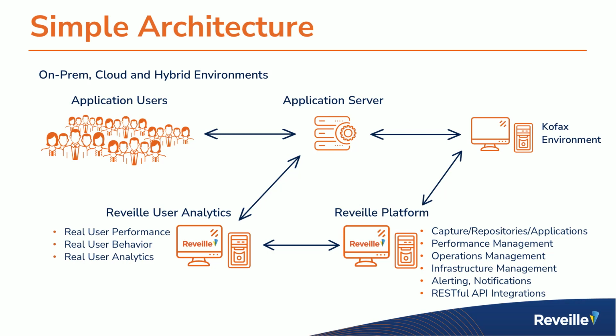Reveille has a simple architecture. It is made up of two components, Reveille Platform and Reveille User Analytics. In conjunction, these two Reveille components allow us to monitor the complete enterprise content management and capture environment. Not just the content management environment specifics, but also the elements that support this, such as databases, application servers, index servers, ingestion areas, etc. Reveille has virtually no effect on the performance of the enterprise content management environment.